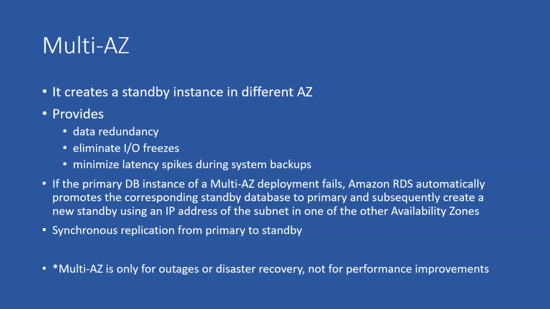Let's say availability zone 1 and availability zone 2. It created active in 1, standby in 2. Something happened in the first availability zone. Then it will automatically promote the standby in availability zone 2 as primary, and it will create a new standby in availability zone 3, if at all, but within that subnet group. Okay?